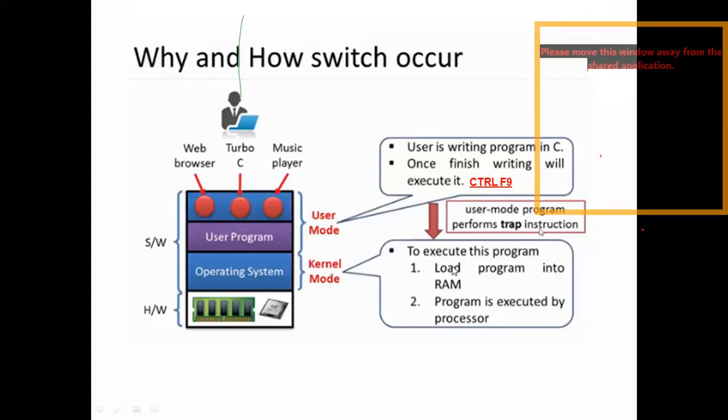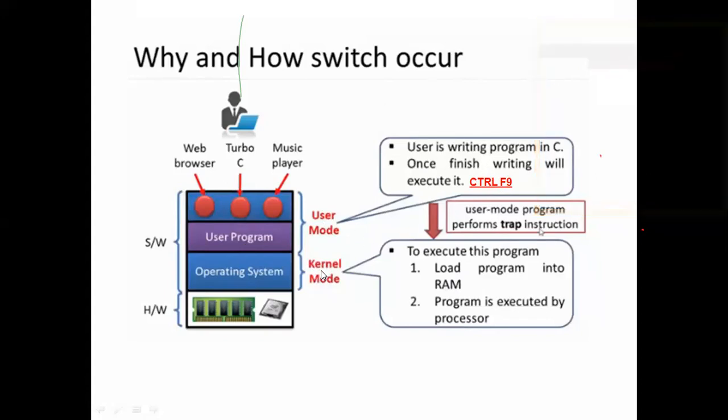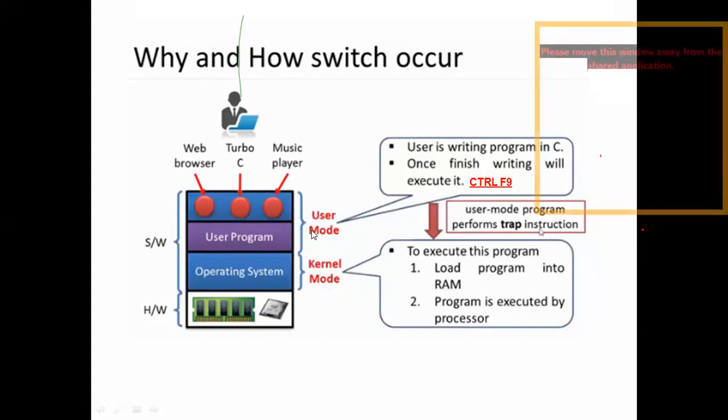And to execute the program, just by loading the program into the RAM or primary memory, the program will be executed on the processor, or by the CPU. These two operations are carried out in the kernel mode. So this slide simply indicates the various functionalities carried out in the user mode as well as in the kernel mode. The writing and compilation of the program are done in the user mode, while loading the program into the RAM and executing it on the CPU is done in the kernel mode.